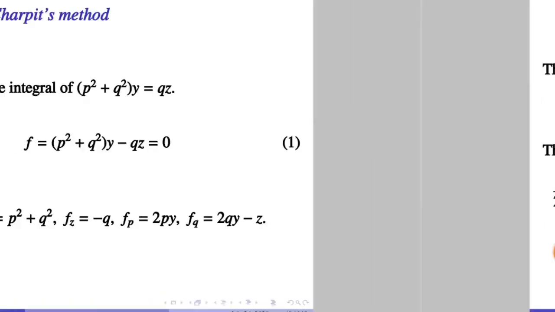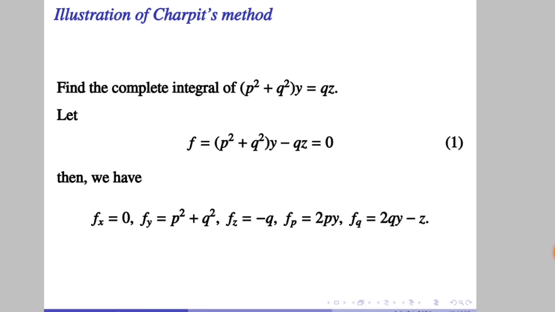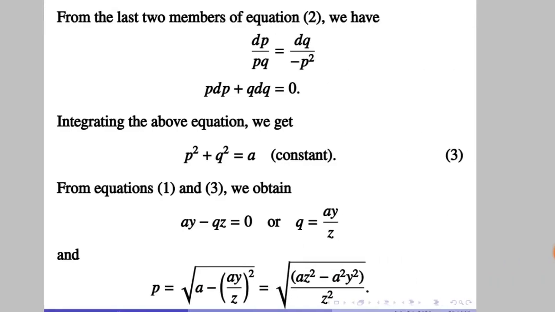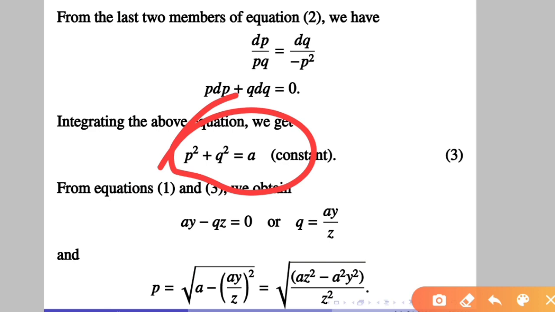So from 1 and 3, what is equation number 1? In equation 1 we are replacing p square plus q square. p square plus q square is equal to a. So we are getting the value of q, and again we are substituting here. We are getting the value of p.